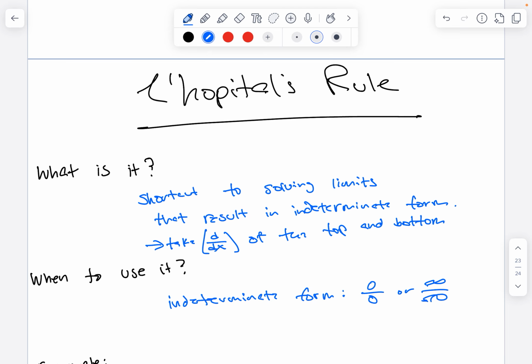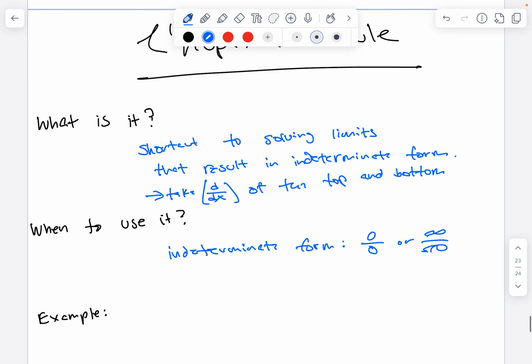But you want to always try to take the limit at first, even if you know you have to use L'Hopital's rule, because sometimes you don't need to use L'Hopital's rule. So let's do a quick example. So we're going to solve the limit as x approaches 0 of sine x over x.